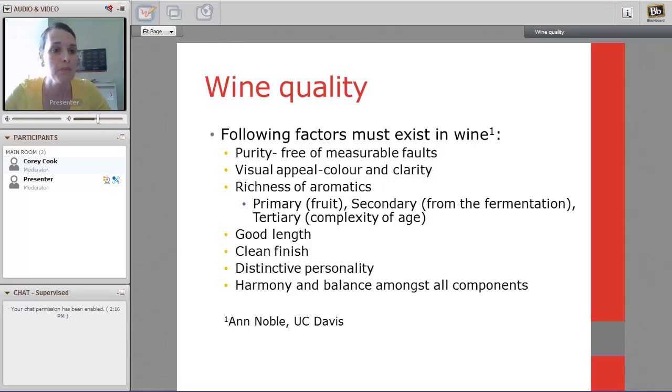And finally, harmony and balance amongst all the components. The way they look at harmony and balance is that you may not pick it up until it's absent, meaning that you might try a wine and think, wow, this is really tannic, not that you try a wine and say, wow, this is really imbalanced. So you might tend to notice more if it's out of balance than if it's in balance. But those are some parameters that we're going to look for, and we're going to break down each of those throughout the series.